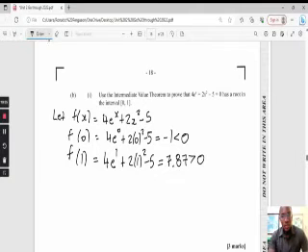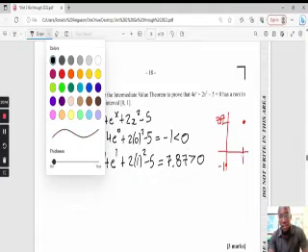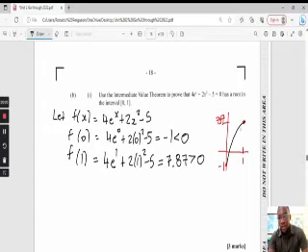So in that case, if you were to sketch a graph, you will notice that when the x value is 0, the y value is negative 1. When the x value is 1, the corresponding y value is 7.87, right? If you were to draw now a continuous curve, I don't know if that curve is like a frown or a smile, so I'll just draw a curve like this.